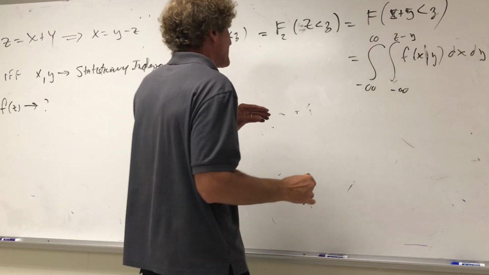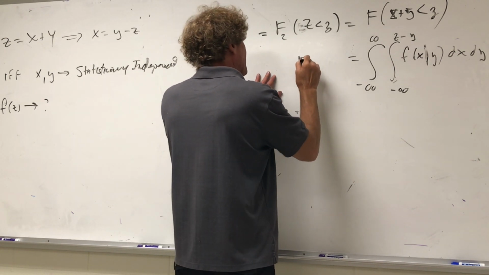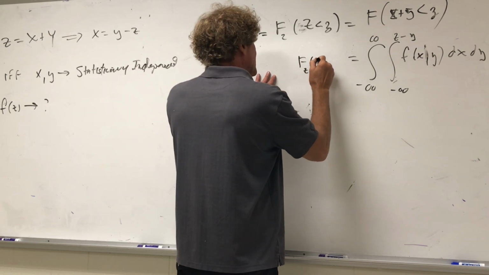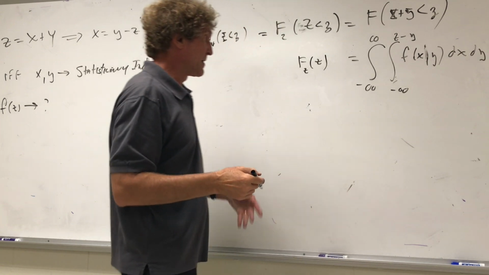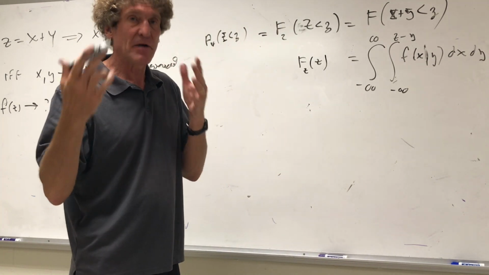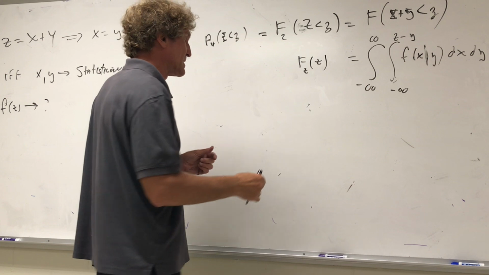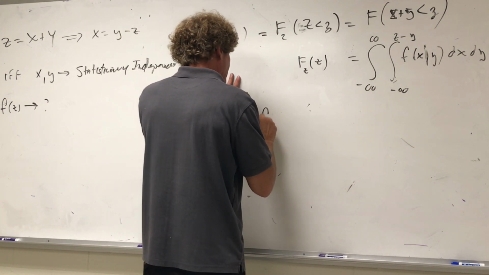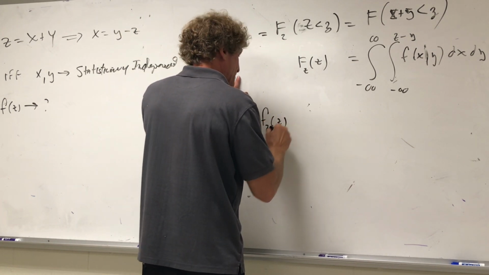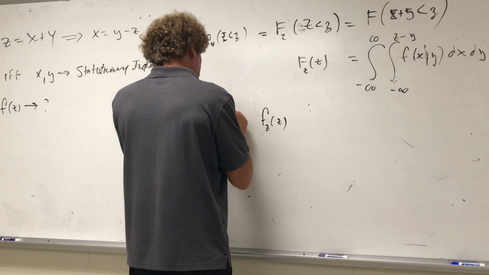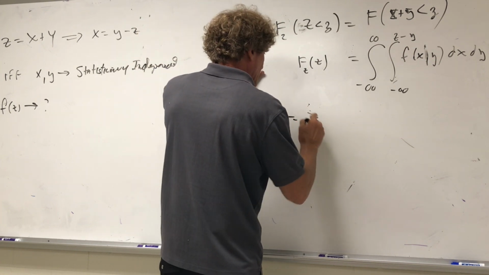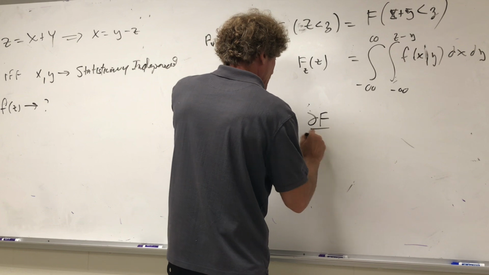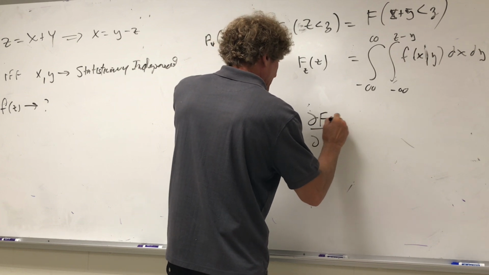So if you take this, and this is my capital F z of z now, then to get small f z of z, the probability density function, what I need to do is take the derivative of capital F z of z with respect to z, right?